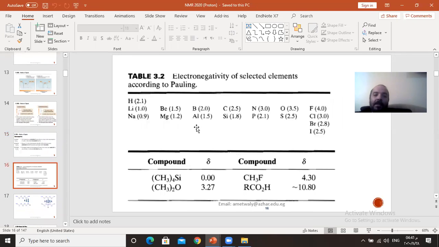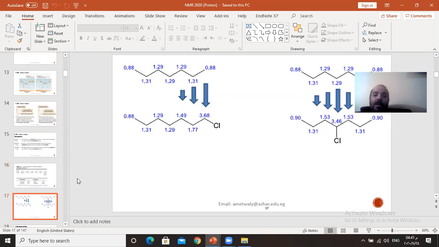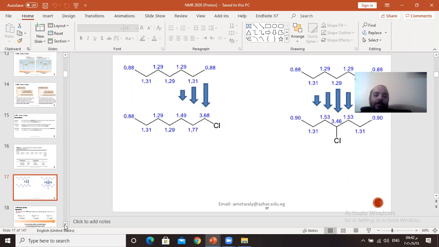This is a table for the electronegativity of other atoms. Look at this simple structure. When I put chloride here, this was 0.8 and it jumped to 3.6, and this was 1.3, it jumped to 1.7. And of course, when this electronegative atom is near, the effect is much higher. When it's far, the effect would be much lower.